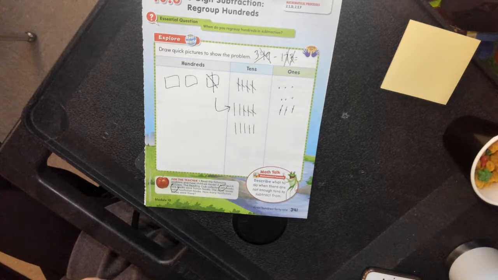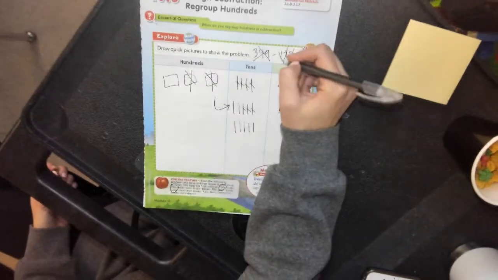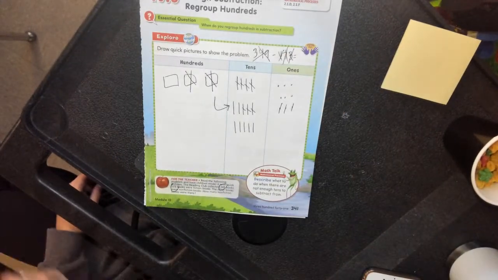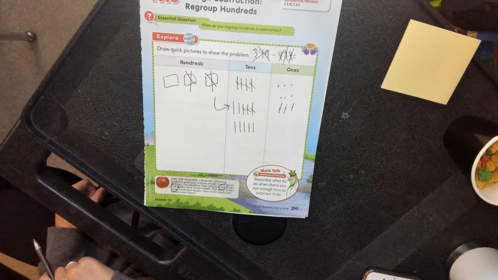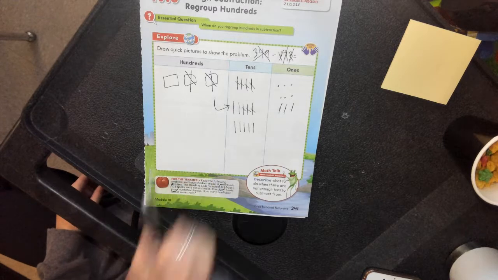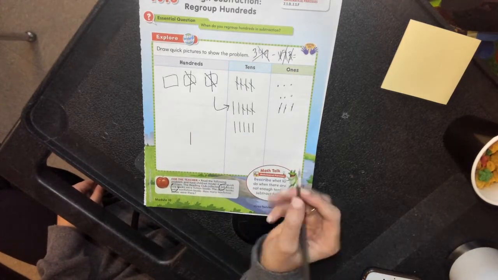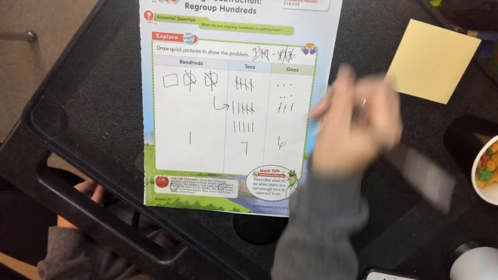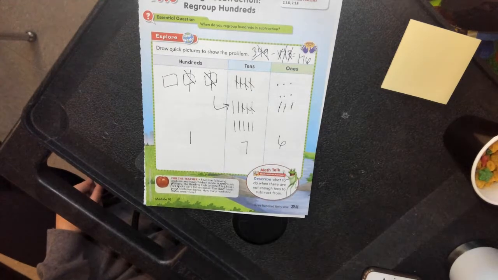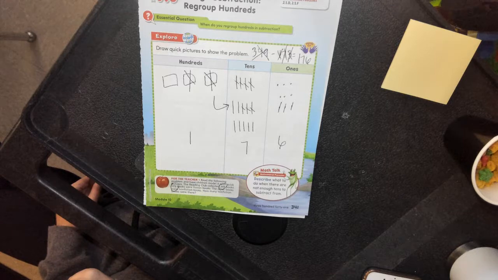Now what place value do I need to look at? The hundreds. How many am I taking away? 1. Okay, I got all of my place values. Now, I can count my picture to see what I get. How many hundreds do I have? 1. How many tens do I have? 7. How many ones do I have? 6. What's my answer? 176. Okay, 176.